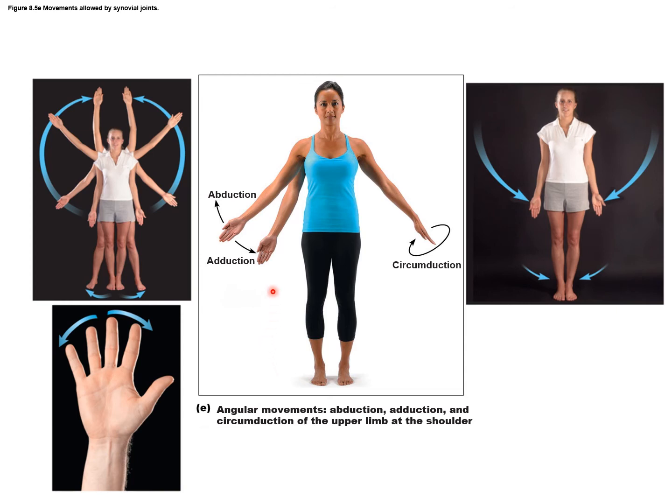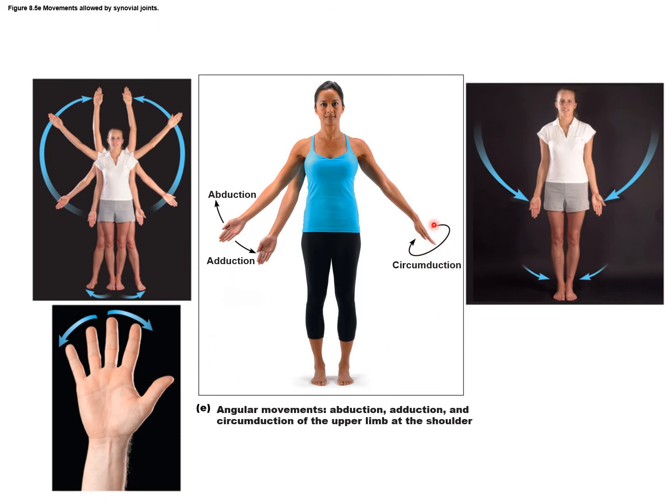Abduction and adduction. So remember, abduction is when you're moving a body part away from the midline. This woman here is moving her arm out and away from the midline. That is abduction. If her arm is out this way and she decides to bring her arm back in closer to the body, closer to the midline, that is called adduction. Other examples are given to you here.